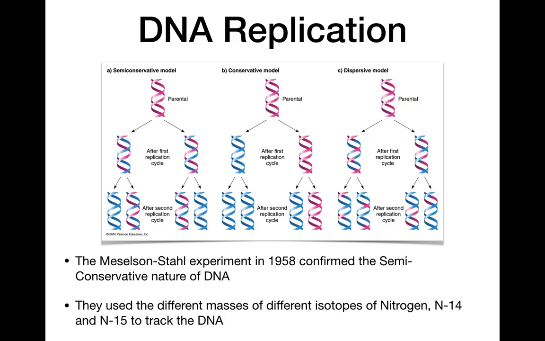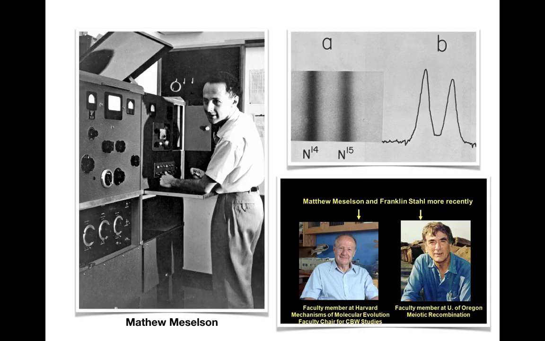So what did Meselson and Stahl do? Well, here's Meselson in the lab. What they did was they looked at the masses of the nitrogen molecules at different phases of replication of the DNA. They're both still working in this field. Stahl's working at the University of Oregon, and Meselson's working at Harvard, and they're both examining the peaks and the amount of nitrogen-14 and nitrogen-15 in this DNA.